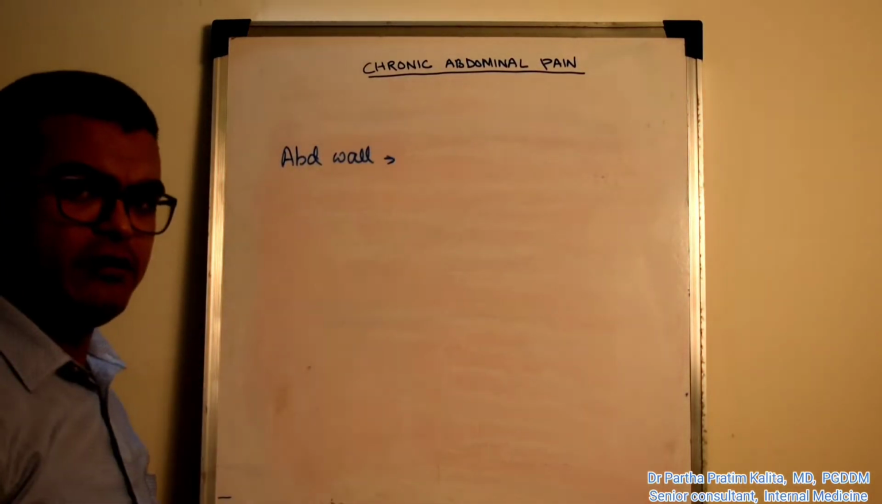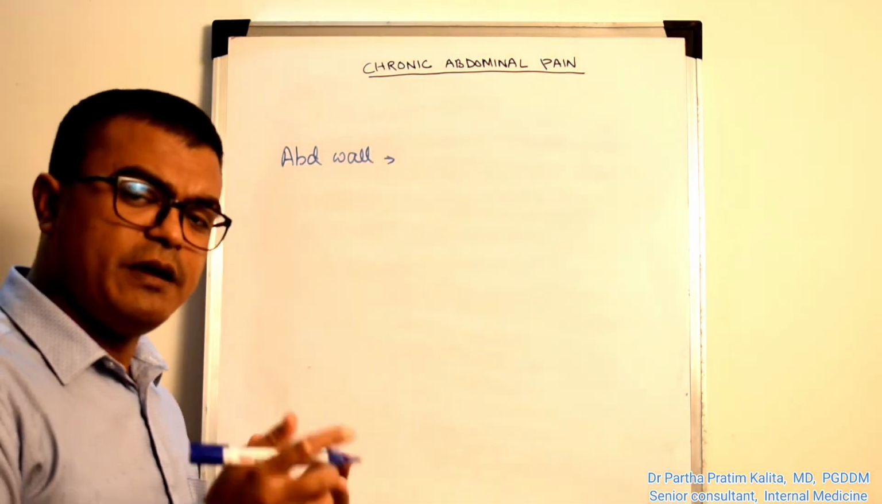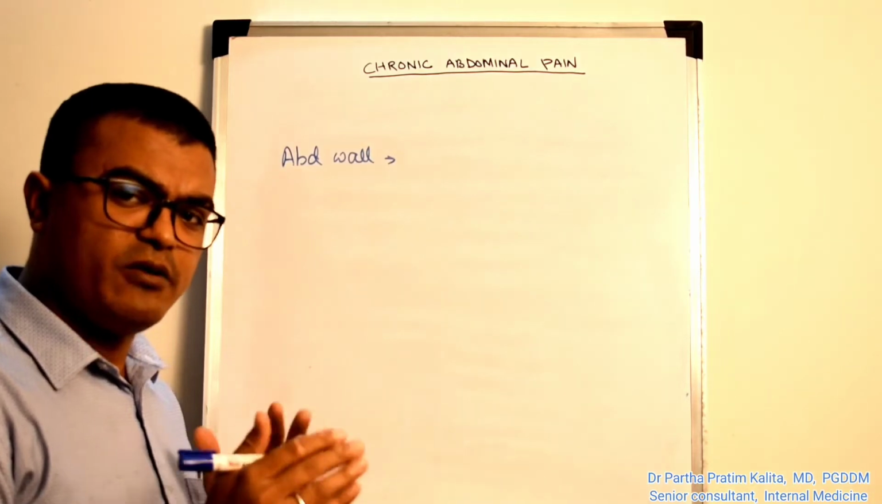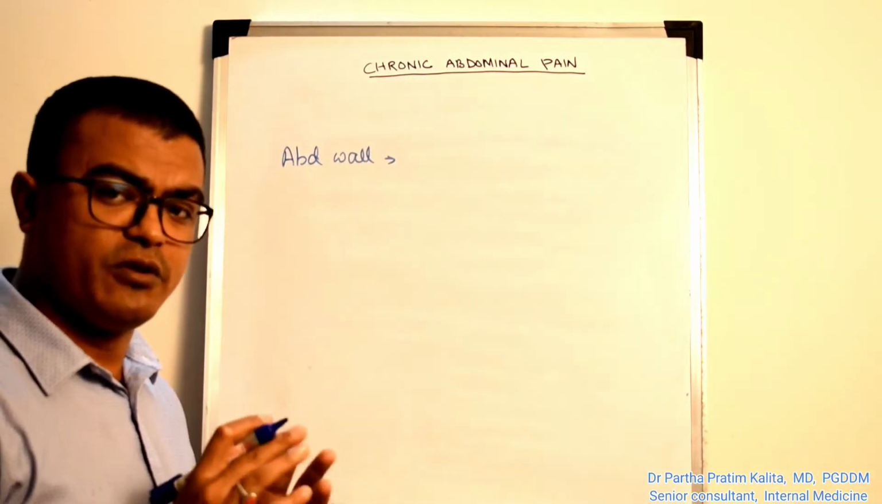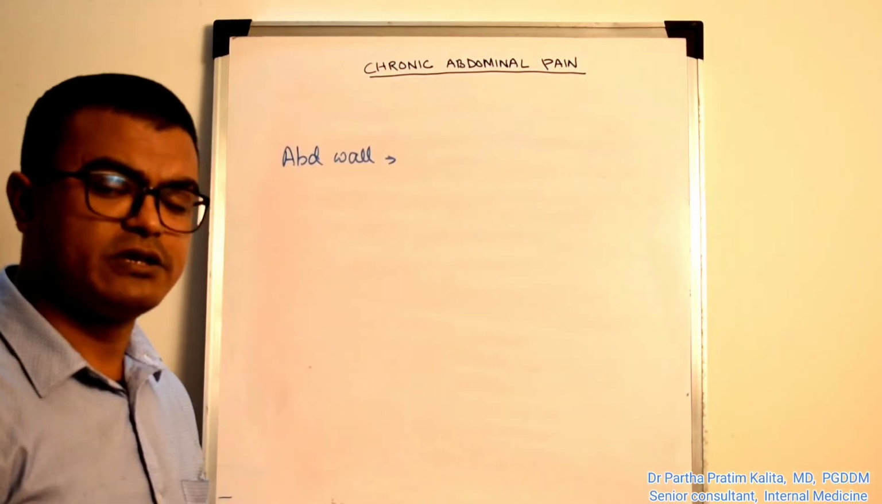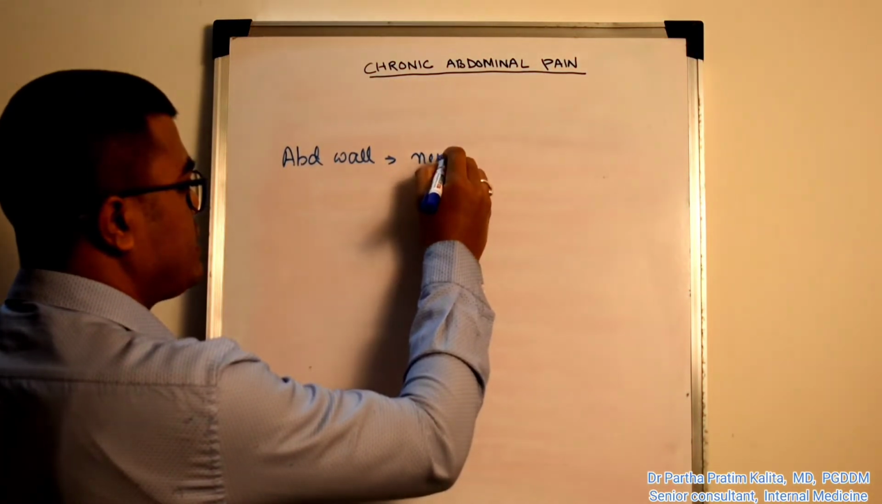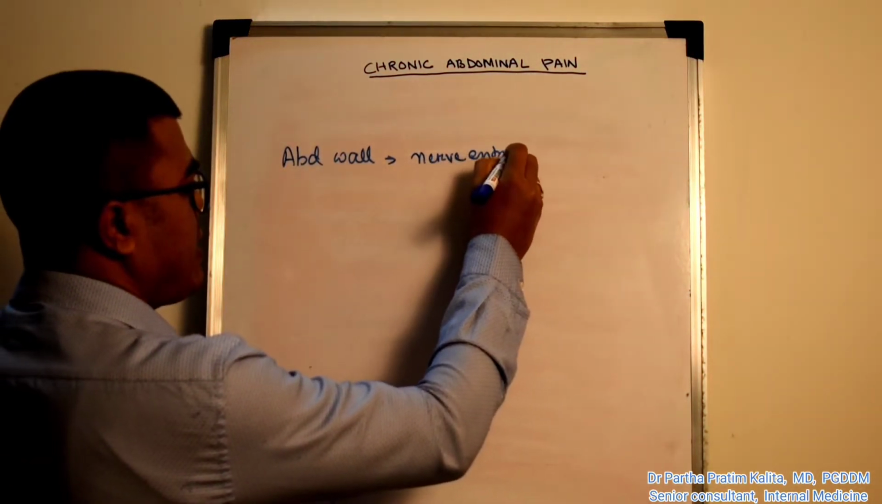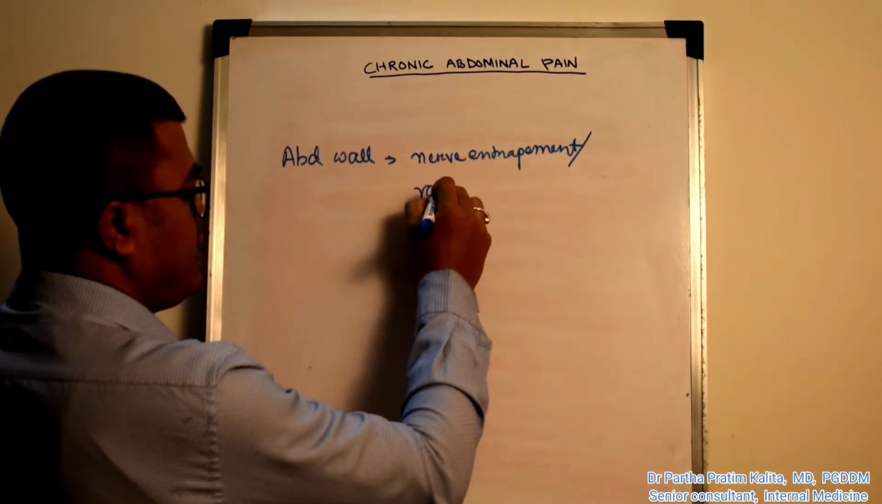In the abdominal wall there can be certain problems which can be misdiagnosed as pain originating from the viscera, but it is important to note that certain problems in the abdominal wall can cause chronic abdominal pain. Of this problem, the most important is nerve entrapment or radicular pain.